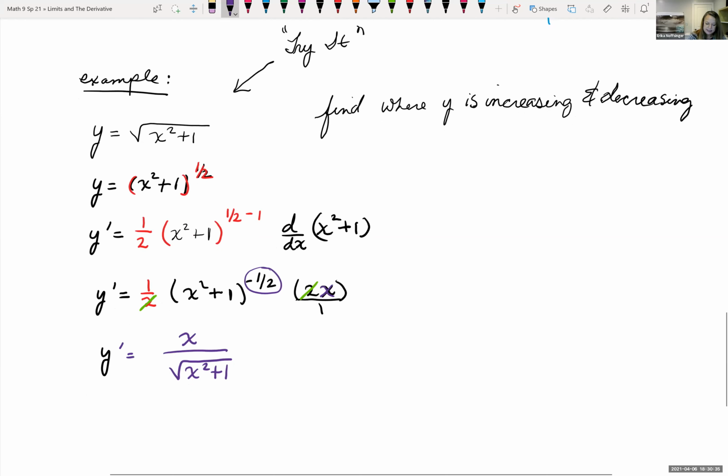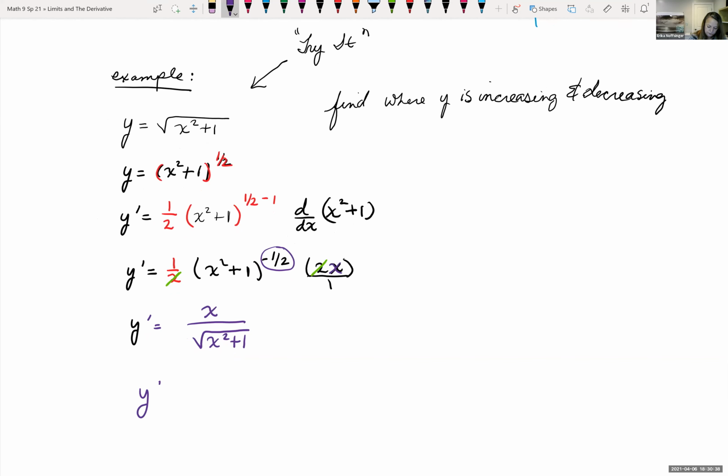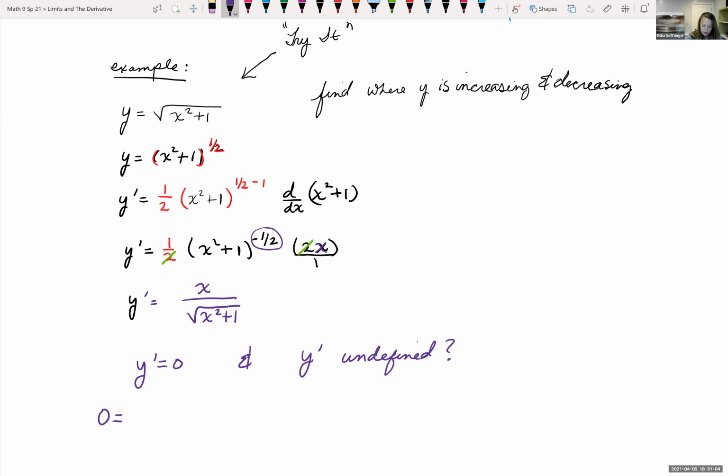So we want to find where is this equal to 0, and where is y prime undefined? When you have a quotient, basically all you're looking at is when is that numerator equal to 0? Because we would clear the denominator by multiplying both sides by our least common denominator of the fraction, in this case the square root of x squared plus 1. So this is when x is 0.